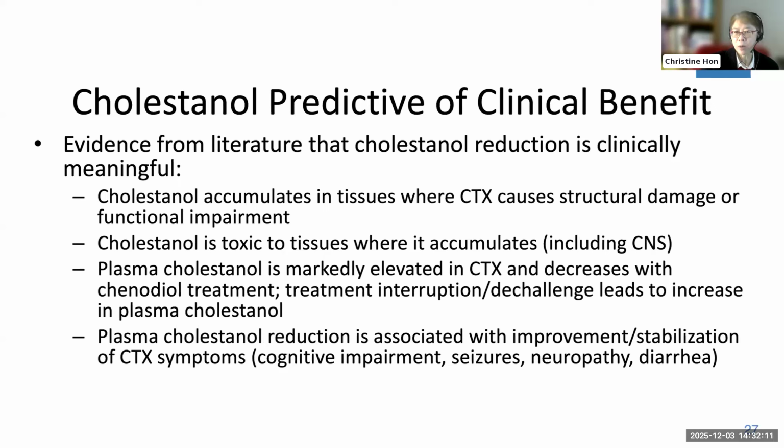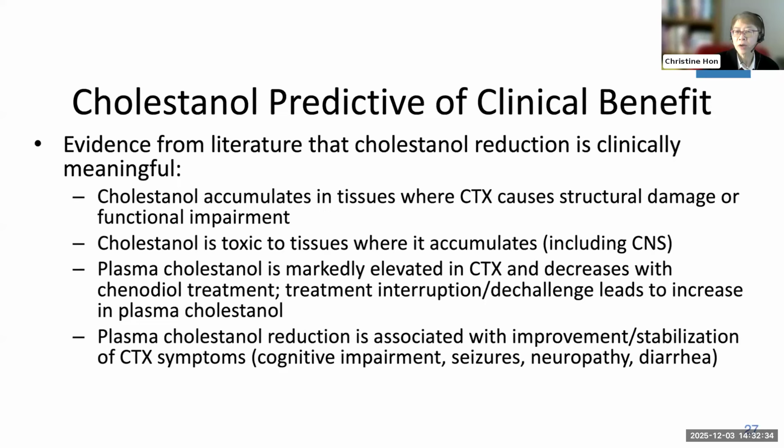In order to evaluate whether cholesterol is predictive of clinical benefit, the review team has evaluated a number of pieces of information from the literature. And after the evaluation, it was determined that cholesterol reduction is clinically meaningful. And the slide lists some of the following considerations.